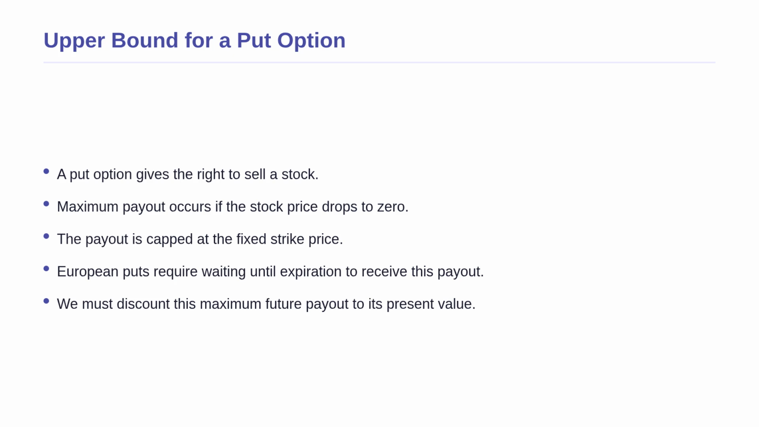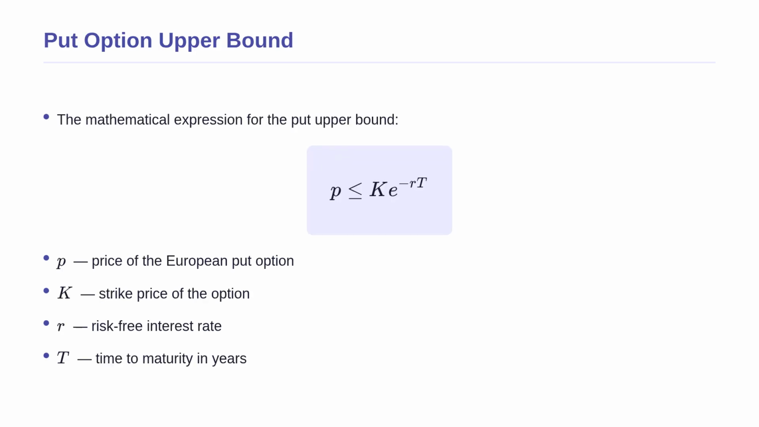We calculate this present value by shrinking the future amount using the risk-free interest rate, which is the guaranteed interest rate you could earn by putting your money in a bank. This brings us to the mathematical formula for the upper bound of a put option. The formula is P is less than or equal to K times e to the power of negative RT.